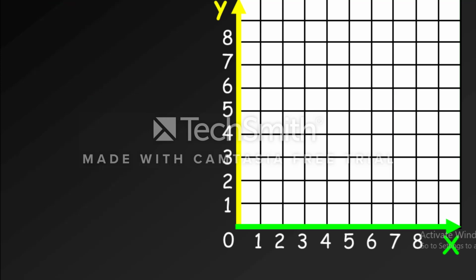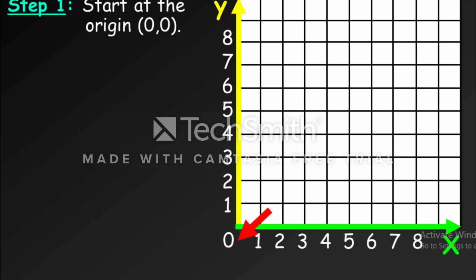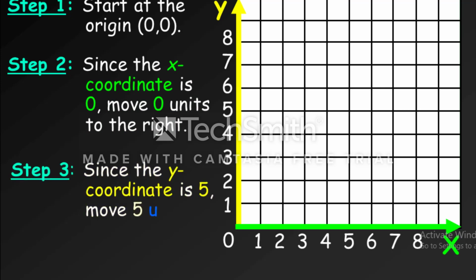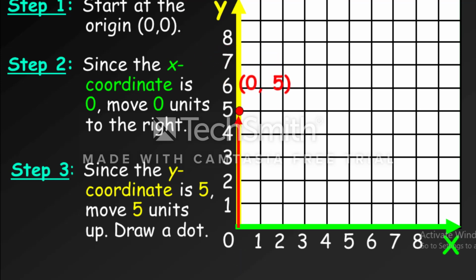Next, how to graph 0 and 5? By the same way, start at the origin point, then move 0 points on the x-axis to the right side, so it means I'm not gonna move. Third, go up 5 places, 5 squares, like that. So this will be my point, 0 and 5.